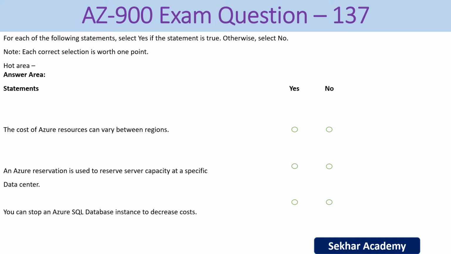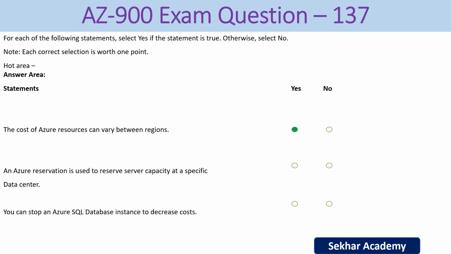AZ-900 exam question number 137. For each of the following statements, select yes if the statement is true, otherwise select no. Note, each correct selection is worth 1 point here. Let's go to statement 1. The cost of Azure resources can vary between regions. Options we have are yes and no, right? So the statement is here, the cost of Azure resources can vary between regions.